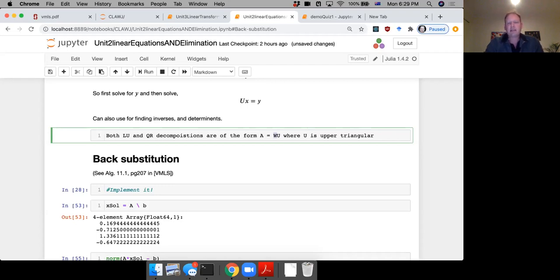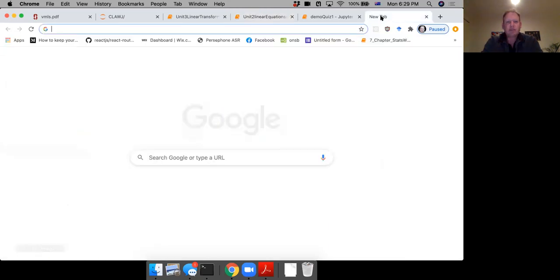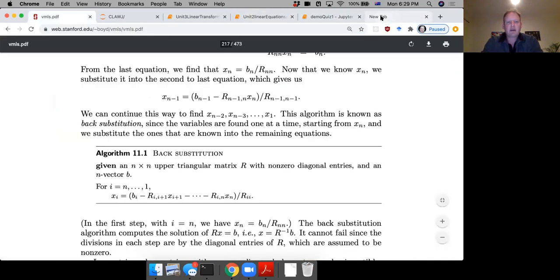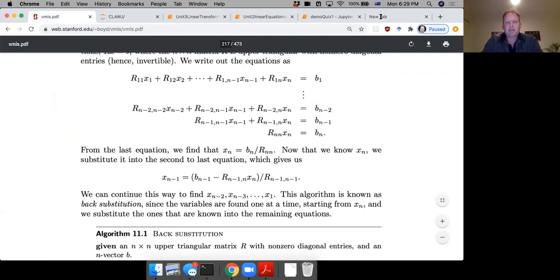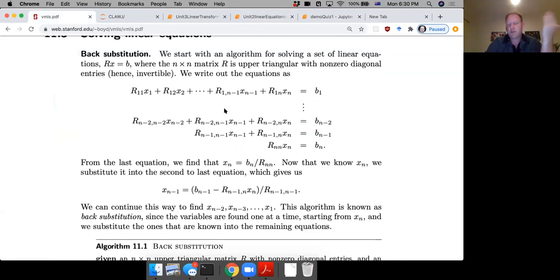But in both of these cases, after you represent A like this, when you want to solve a system of equations with a decomposition, you end up with a system of equations like this. So look at the system of equations here. This R in this book is like our matrix U in our case. It is the R from QR.